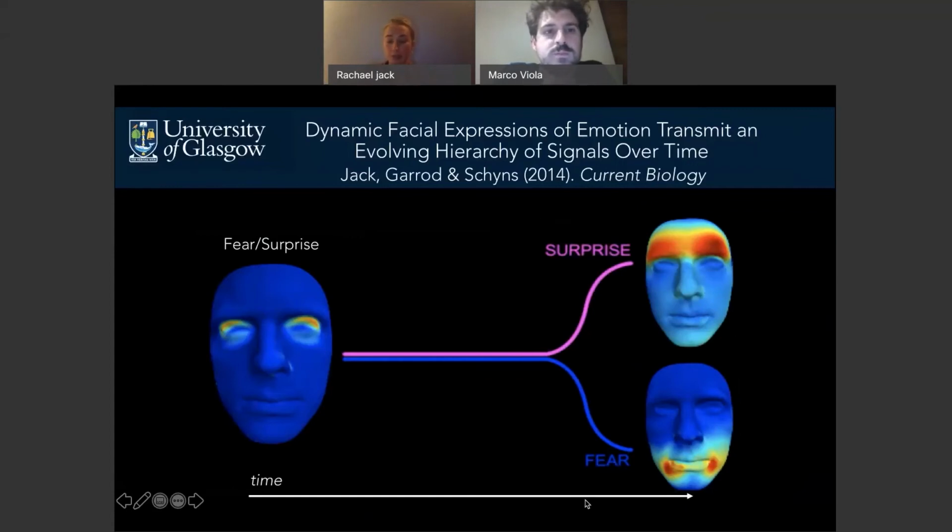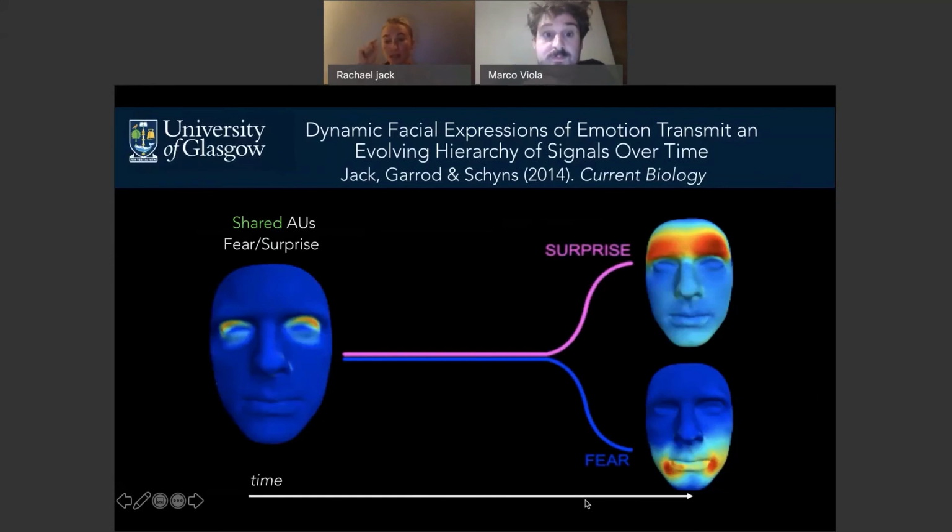So here we found with fear and surprise, this is an illustration, that early in the signaling dynamics, fear and surprise both transmitted the eye whites. So this is a shared action unit between fear and surprise, and it's transmitted at the same time. And that means that at that given moment in time, fear and surprise are confused. You can't tell the difference between the two because they're both transmitting the same information, basically. Now, later in the signaling dynamics, what we found is that they each transmit a totally different action unit.